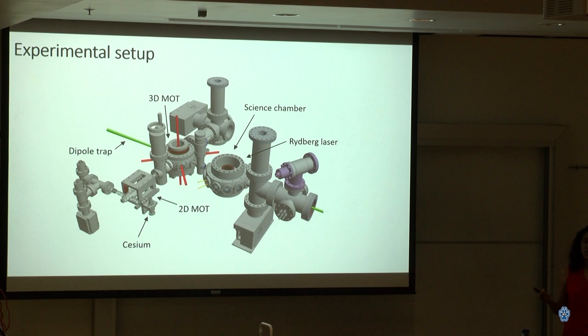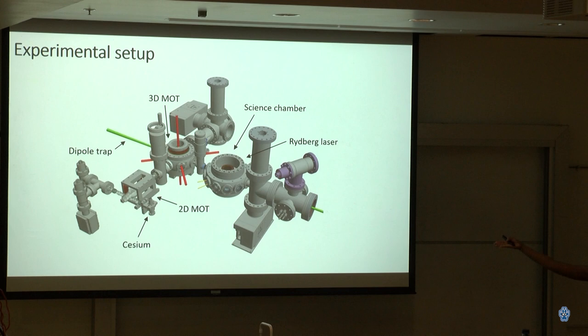So we load them into what's called an optical dipole trap. It's a really intensely focused laser beam. It's the same as an optical tweezer, if you've ever heard of that. And we move these trapped atoms from the center of this chamber to the center of this chamber. This is called our science chamber. It's where all of our science happens. This is where we shoot the Rydberg laser in to make some of our atoms interact. And this is also where we take pictures of our atoms, because we have to be able to get data out of this behemoth somehow.